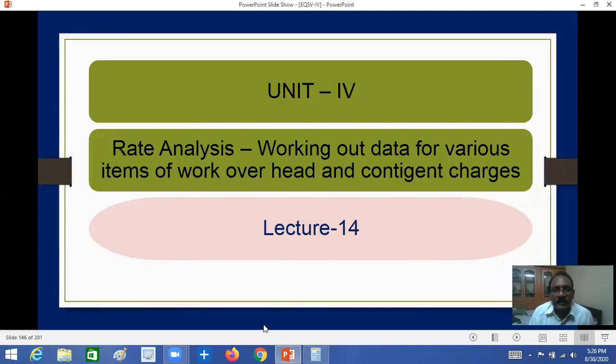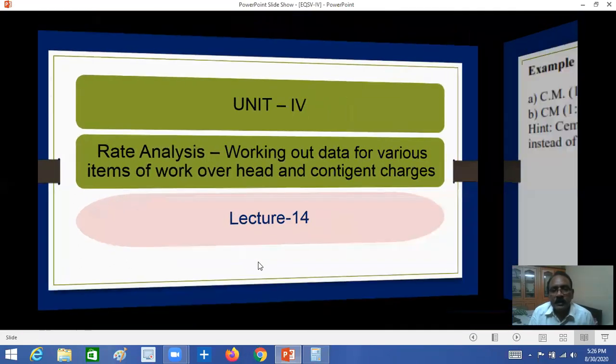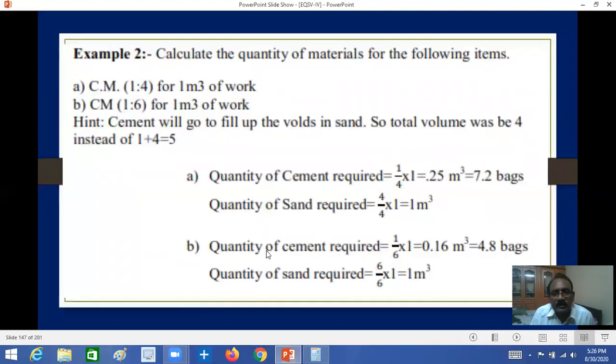Unit 4 rate analysis. I explained how to calculate rates of different items and different specifications. In this video, I'm going to explain how to calculate the materials for the following work: cement mortar work. If you go through this problem, what is the question given? Calculate the quantity of materials.